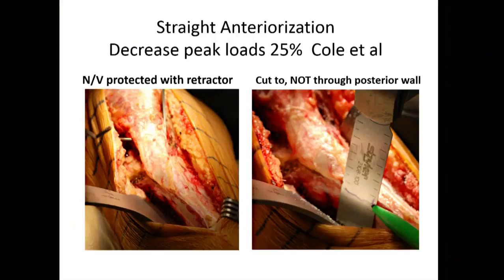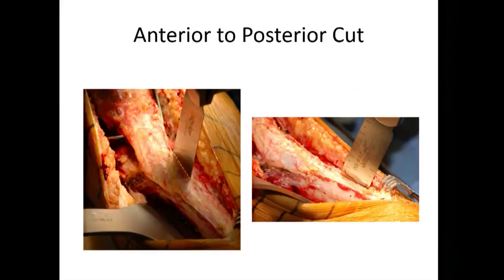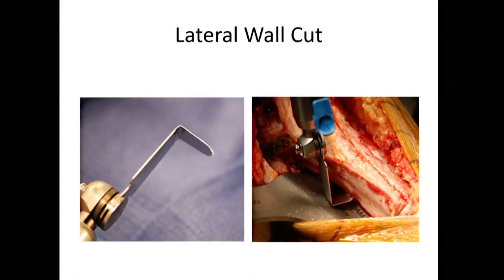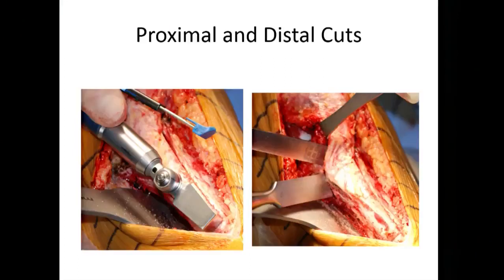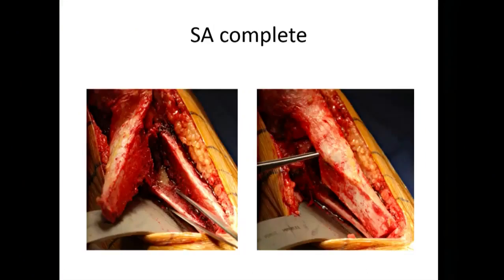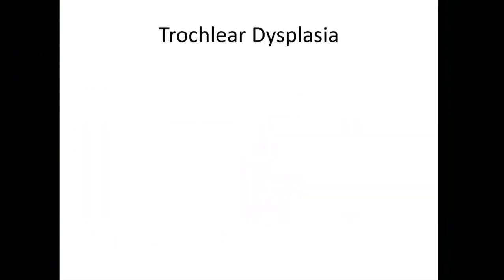Straight anteriorization, this is possible. Brian alluded to it earlier. He did the study that showed us decreased by 25%. This is just a straight anterior to posterior cut. You don't want to have a first-year resident doing it, because you don't want to cut through the posterior wall. Then you're taking your coronal plane cut using a 90-degree saw, and then you can actually have a fairly flat plane with a wide area of cancellous bone to allow for good early healing.